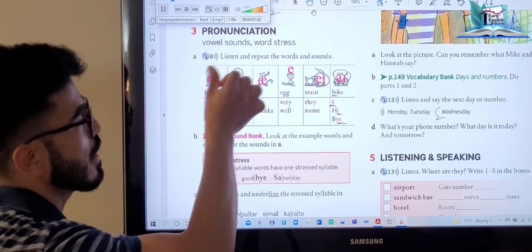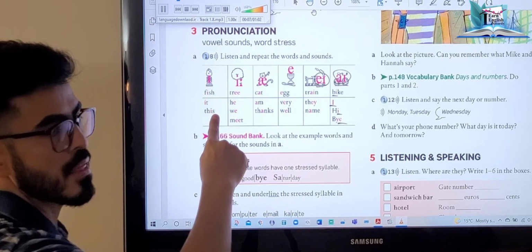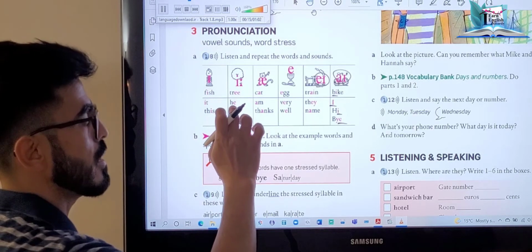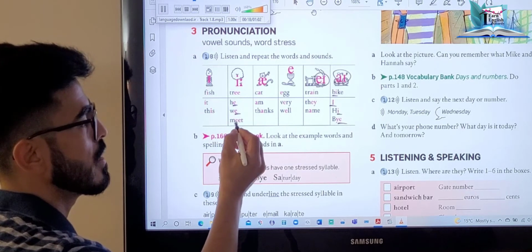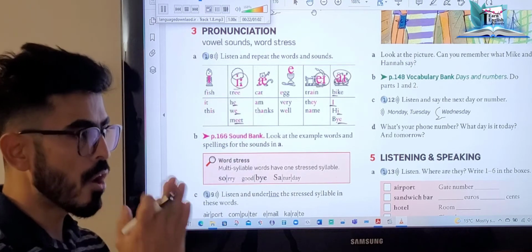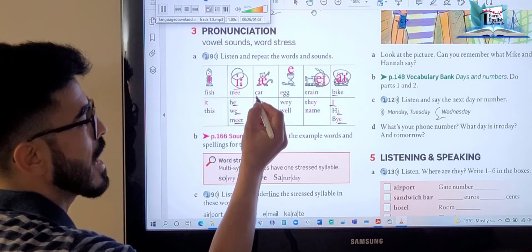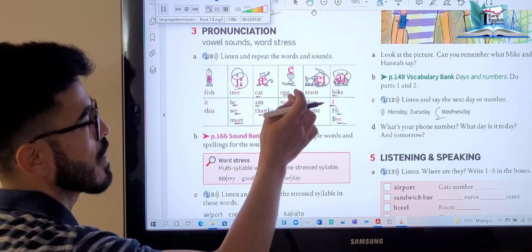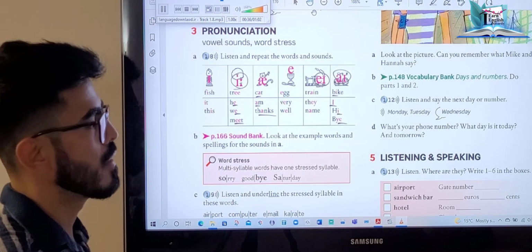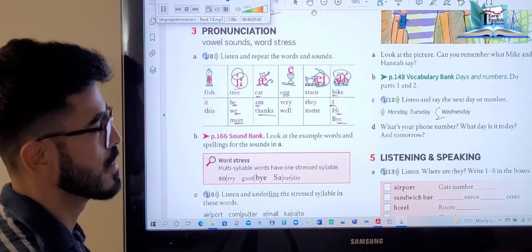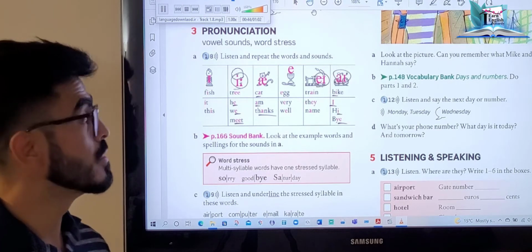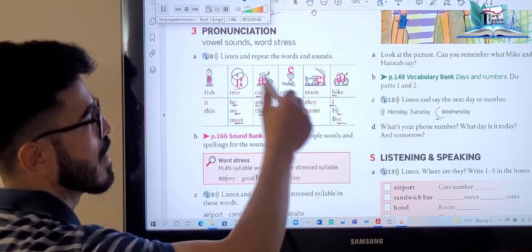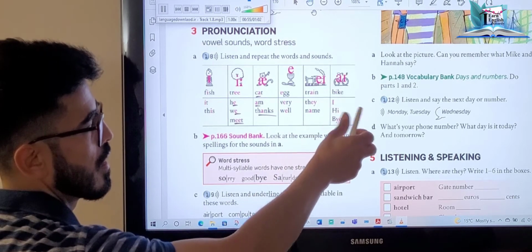Listen again. Fish. It. But this is the I sound. It. This. E sound. Tree. Three. He. We. Meet. So this is a long one, okay? Cat. Am. Thanks. And this is a short one, okay? Short E. Egg. Very. Well. A sound. Train. They. This one is the I sound. Bike. Hi. Bye.